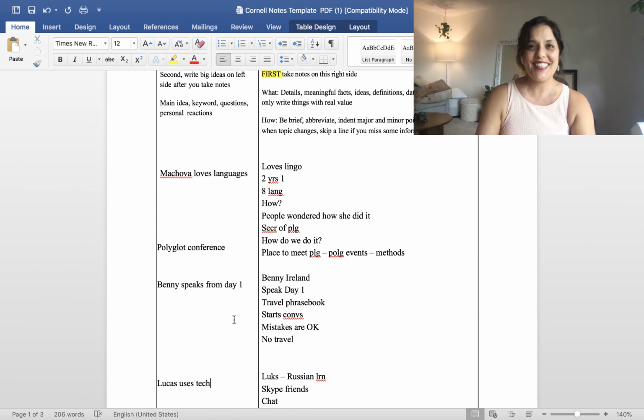So in conclusion, creating the left-hand side of the Cornell notes is a way for you to actively engage with the information on the right-hand side and process it. And it's also a way for you to create a study guide that you could refer to throughout the course of the semester.